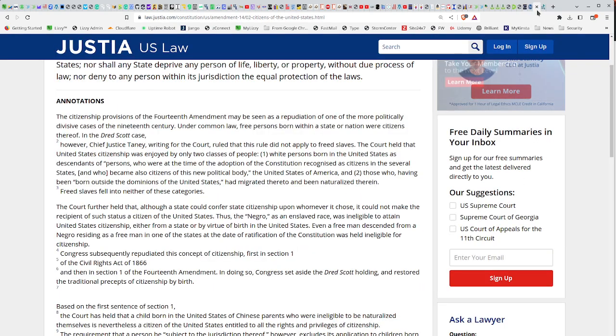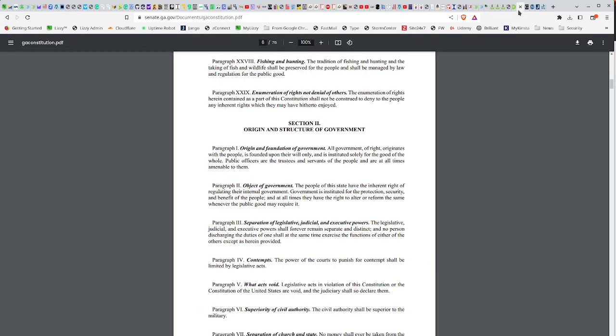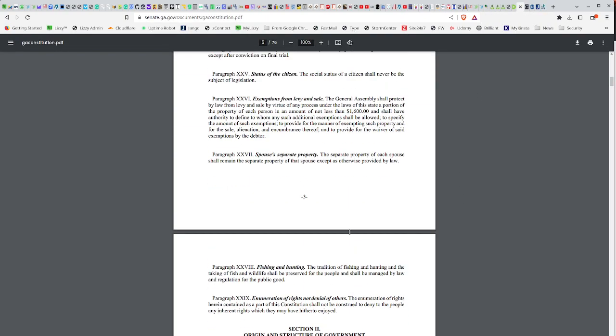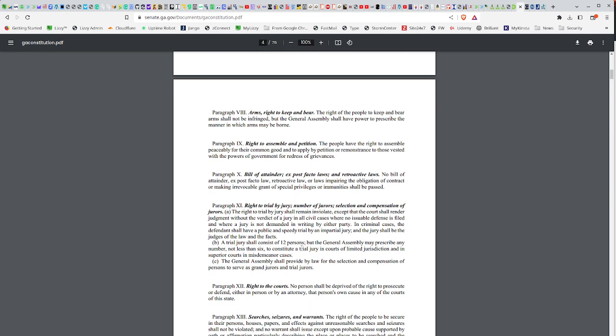So, for example, let me see if I still have it up here. Where did it go? Let's see. Hang on one second. I had the Constitution of Georgia here. And here is the Constitution for the state of Georgia.